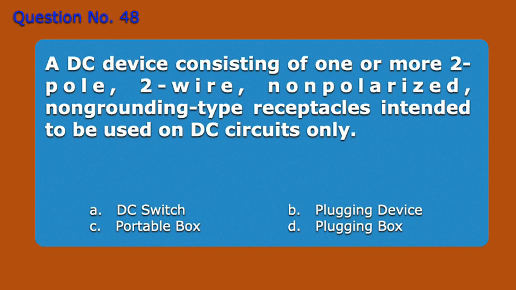Question number 48. A DC device, consisting of one or more two-pole, two-wire, non-polarized, non-grounding type receptacles, intended to be used on DC circuits only. A. DC switch. B. Plugging device. C. Portable box. D. Plugging box. Answer, D. Plugging box.